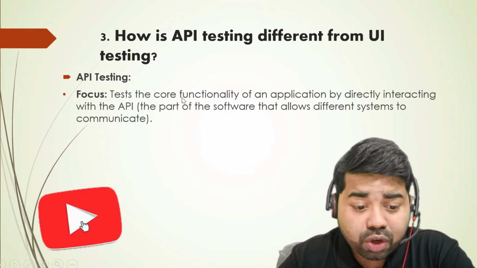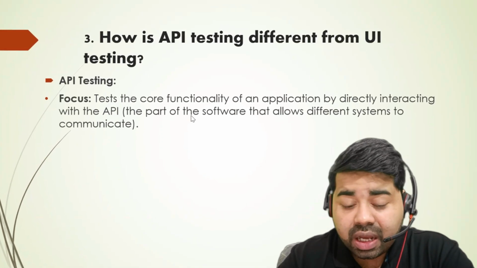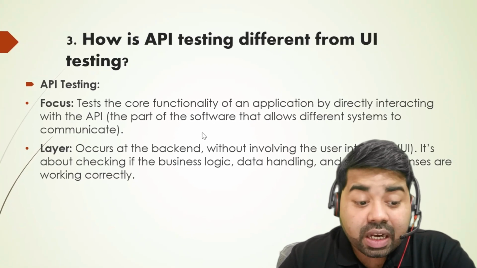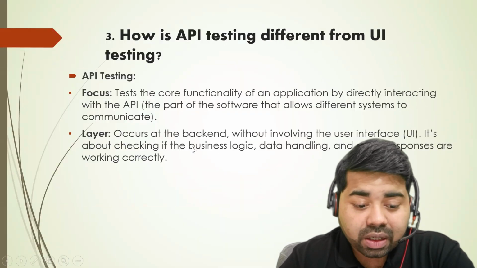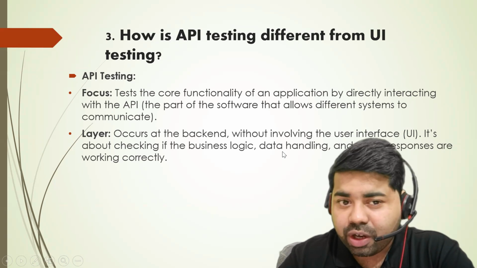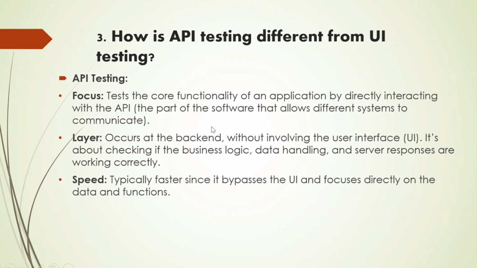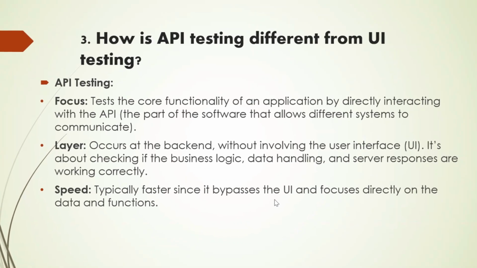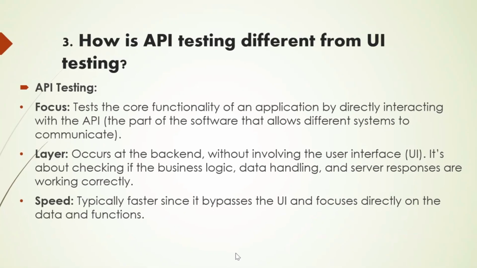API testing focuses on the core functionality of the application by directly interacting with the API, the part that allows different systems to communicate. Layer-wise, we are involved in the backend: whether the business logic, data handling, and server response are working correctly or not. Speed is very important. Typically it is fastest because it bypasses the UI and focuses directly on the data and function.